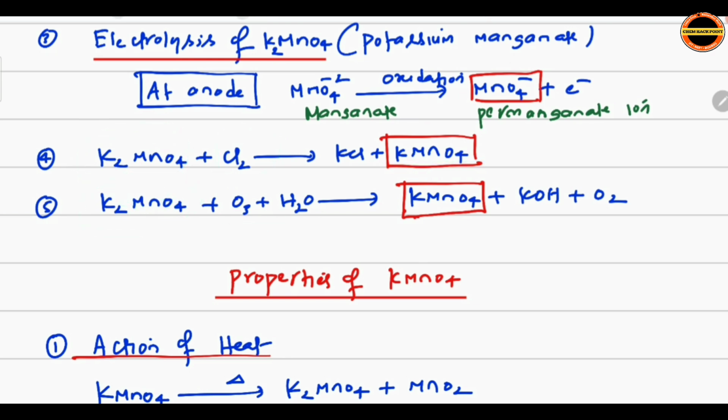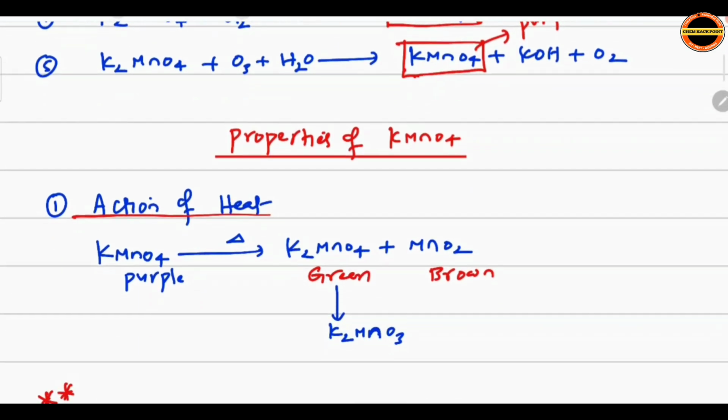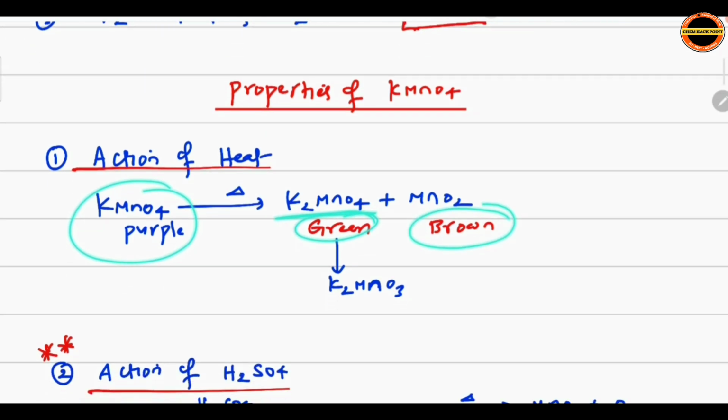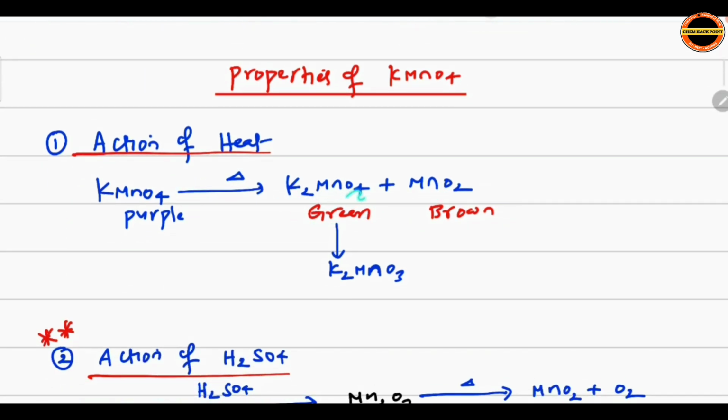Remember, the compound is purple in color. KMnO₄, that is purple in color. Properties of KMnO₄: action of heat. KMnO₄ is purple in color. K₂MnO₄, potassium manganate, is green in color, MnO₂ is brown. So whenever KMnO₄ is heated, K₂MnO₄ and MnO₂ form, which on further heating or further decomposition gives K₂MnO₄.